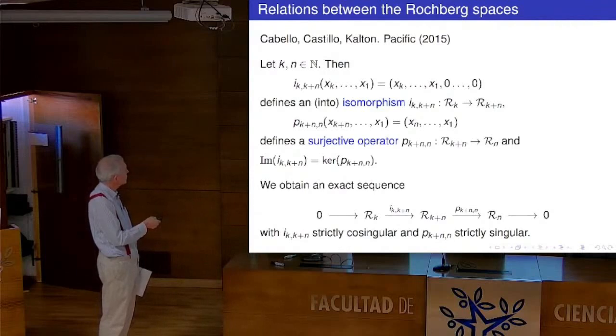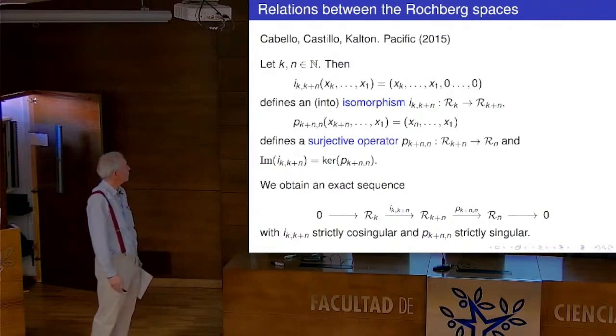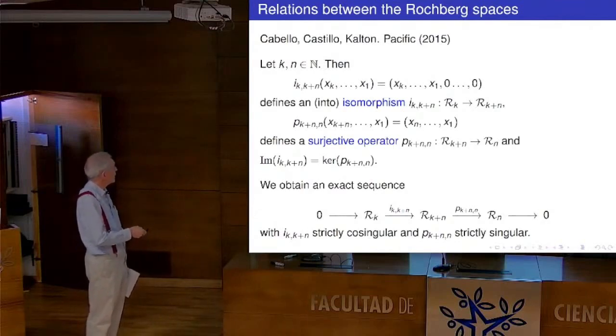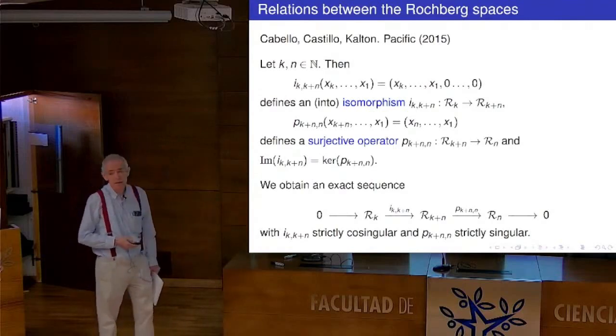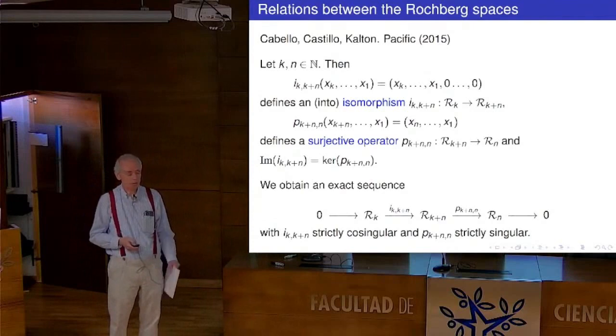this map from R sub k plus n into Rn defines a surjective map, so that the image of the embedding is equal to the kernel of the quotient map. So you obtain an exact sequence, and the space of order k plus n is a twisted sum of Rk and Rn. This sequence is non-trivial because, another time, the embedding is strictly cosingular and the surjective operator is strictly singular.